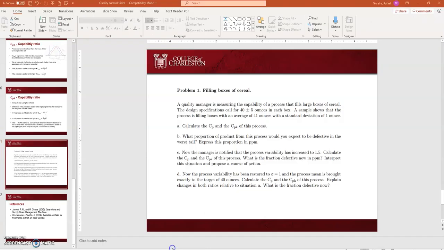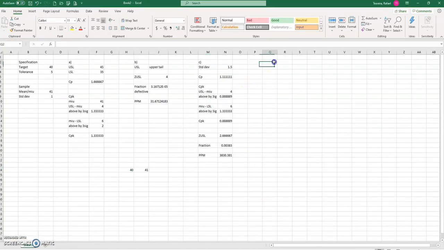So this is how we use this information. Now the process variability has been restored to a standard deviation, or sigma, equal to 1, and the process mean is brought exactly to the target of 40 ounces. So we changed the process, we made some adjustments, and now we have everything in place. Let's compute the CP and CPK of this process and see what happens. Okay, now we have everything normal.